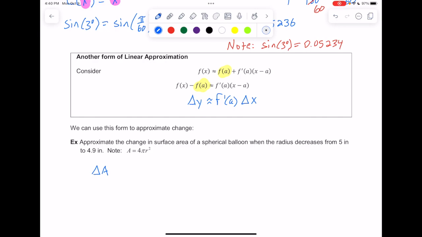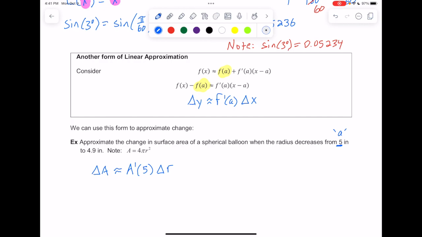And instead of writing f prime, I'll write A prime. So delta A would be approximately equal to A prime evaluated at some nice starting point, and our radius started at 5, so that's going to be our a. So we would do A prime of 5, and then times the delta of the input variable, which in this case would be the radius. So if we want to approximate the change in surface area, we can find the derivative of the area function, evaluate it for the radius of 5, and multiply it by how much the radius is changing, and that should give us a decent approximation.